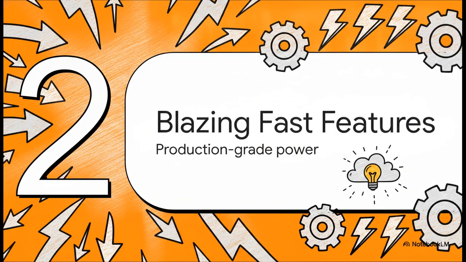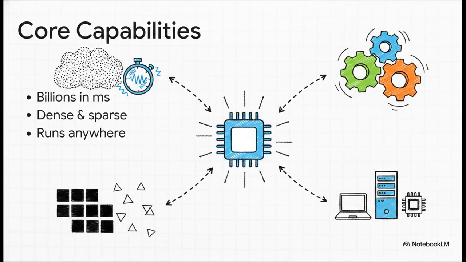Moving on to Section 2, let's talk about those blazing fast features, getting production-grade power without all that heavy overhead. Here is the absolutely crucial takeaway. Zvec scales seamlessly. Even though it's a local, in-process library, please don't mistake it for just a prototyping toy. It can search billions, yes, billions with a B, of vectors in mere milliseconds. It's wildly flexible too, supporting both dense and sparse embeddings so you aren't boxed into one specific type of math.